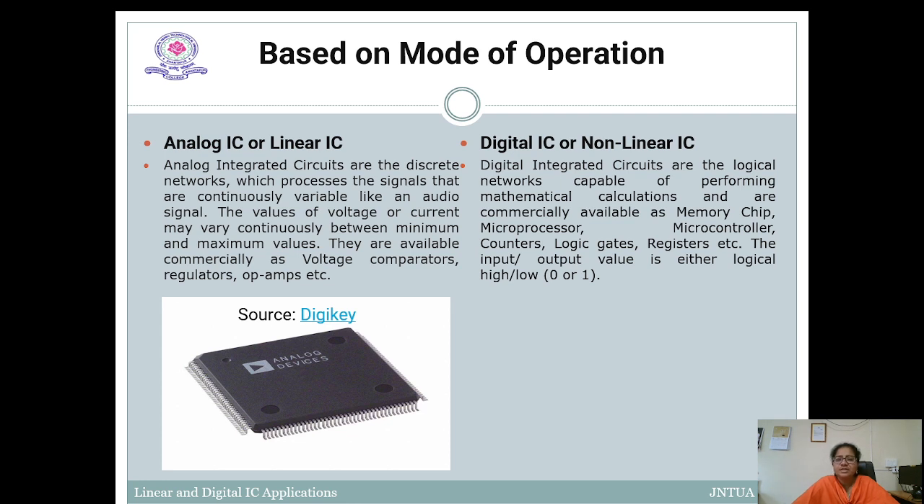Whereas digital ICs or nonlinear ICs are logical networks capable of performing mathematical calculations and are commercially available as memory chips, microprocessors, microcontrollers, counters, logic gates, registers. The input and output values are either logical high or low.